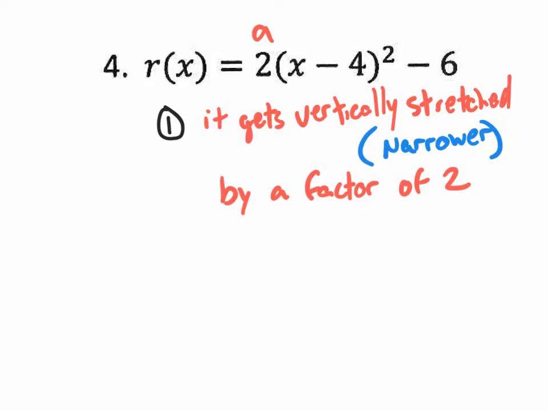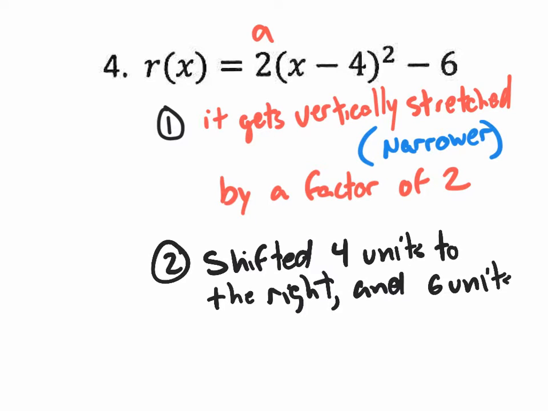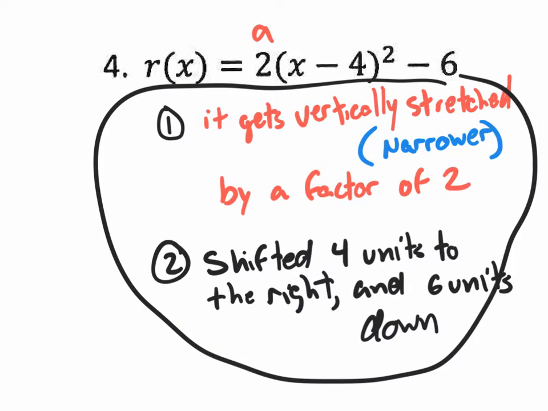Okay, so that was first dealing with the A. It didn't get reflected. I don't mention it. It does get stretched because the A value is 2. Now, what else am I going to state with regards to transformations? The shifts. It gets shifted 4 units to the right. That's right. And what? 6 units down. That is a complete description of your transformation right there.